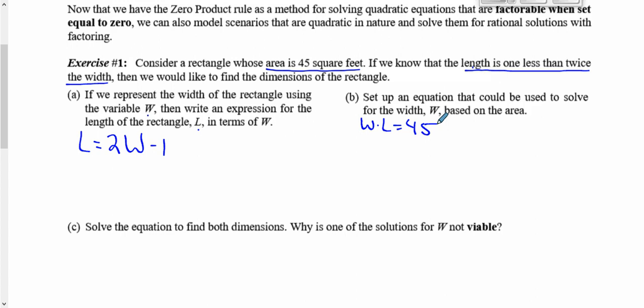So that equation I just wrote, what can be substituted in there? That L is equal to what? So I can replace the L with the thing it's equal to, right? So I have W times what? 2W minus 1 equals what? Now I have an equation with 1 variable, right? You can't solve an equation with 2 variables unless you have another equation with the same 2 variables, right?